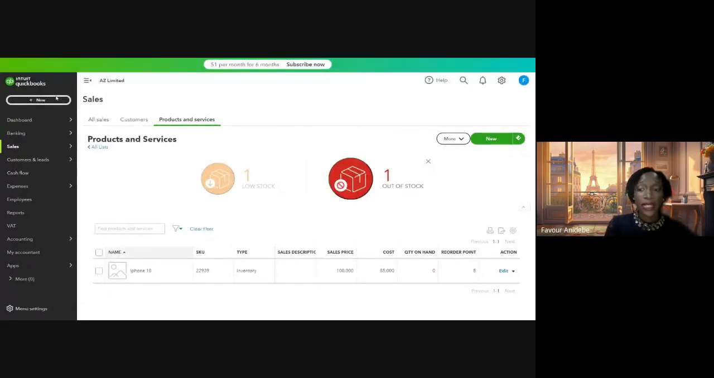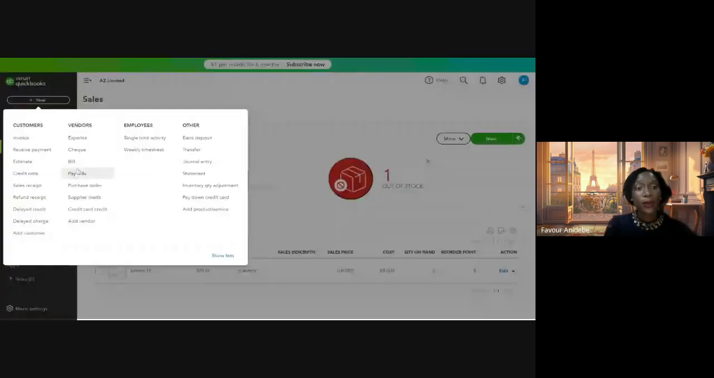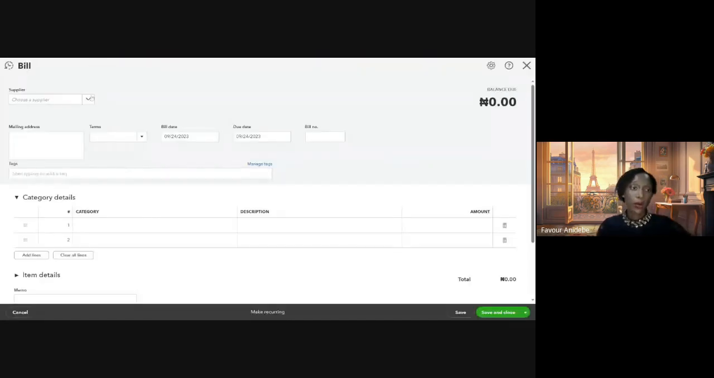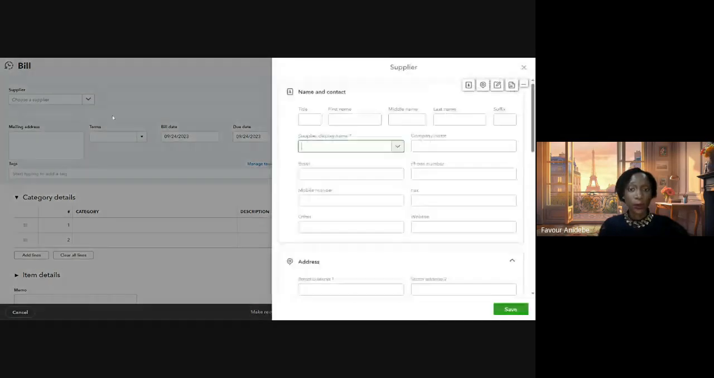Back to what I was saying, you can either use bill or expense. If we are using bill, we're saying that we bought this from this supplier. Who did we buy iPhone 18 from? Let's say Blessing Limited.